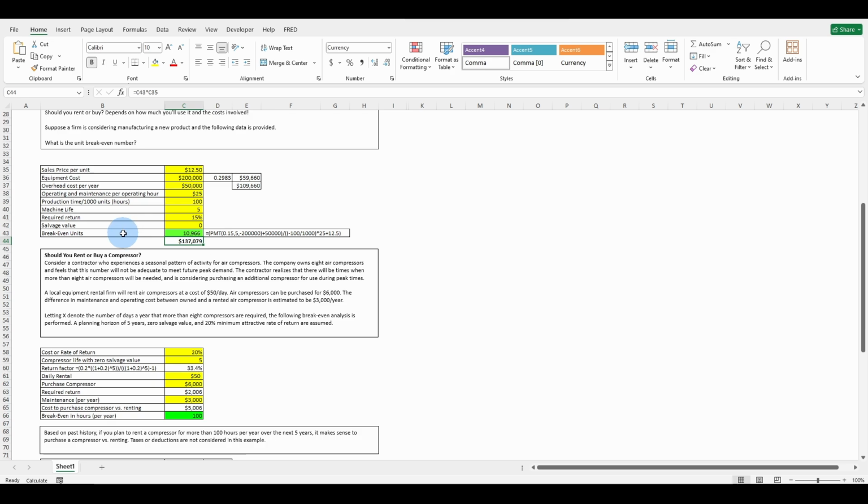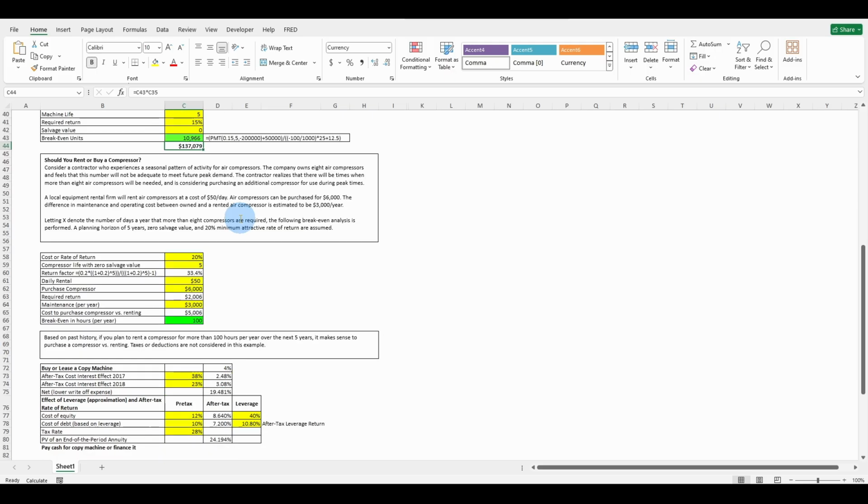137,079 is C43, which is our break even. So we're going to take 10,966 times C35, and that's our sales per unit. Our break even is going to be 137,079.